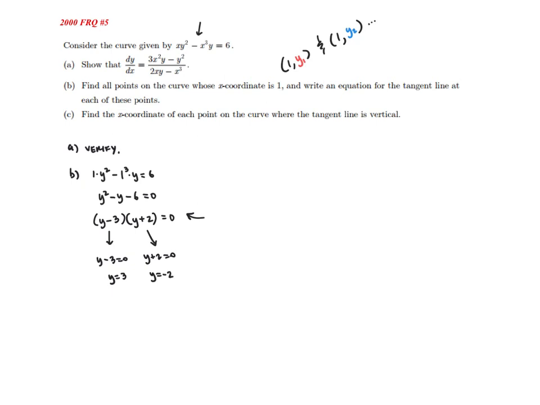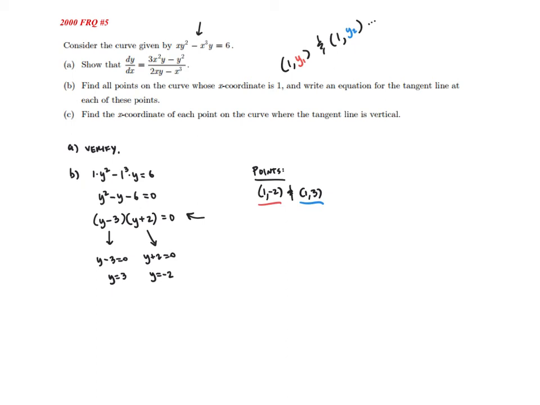Okay, so to answer the question, find all points on the curve whose x-coordinate is 1. Our 2 points, in this case, are 1 comma negative 2 and 1 comma positive 3. Now it says to write an equation for the tangent line at each of these points. So let's take these points and find the slopes at those points.